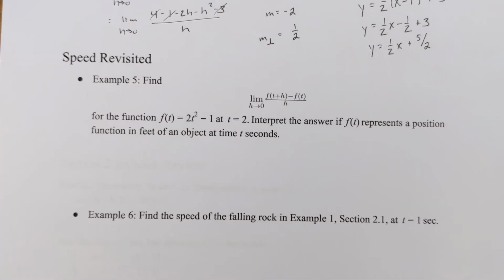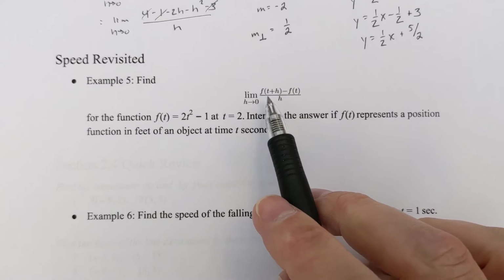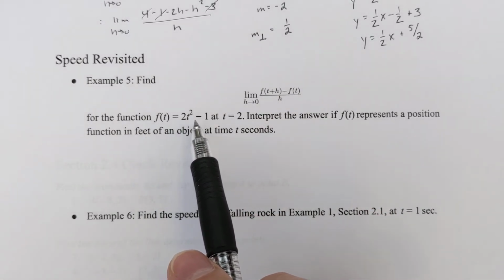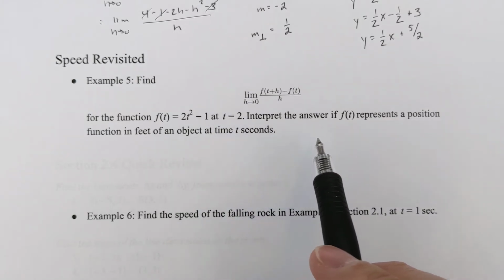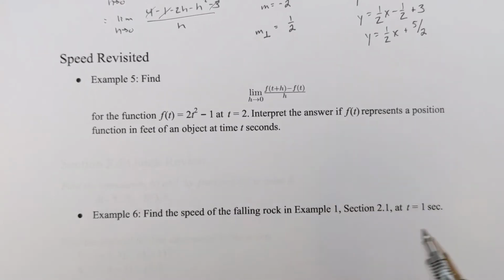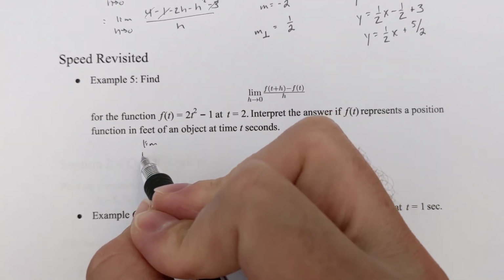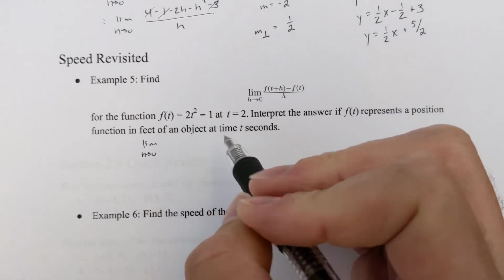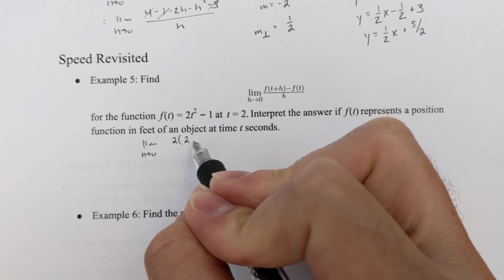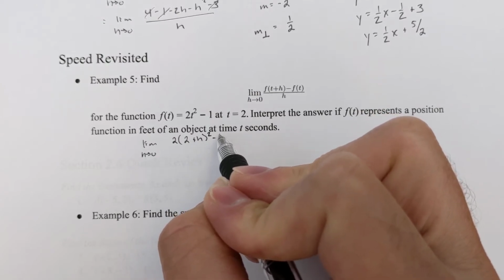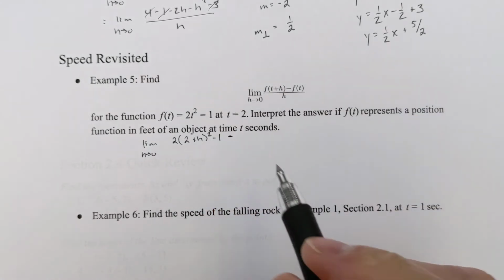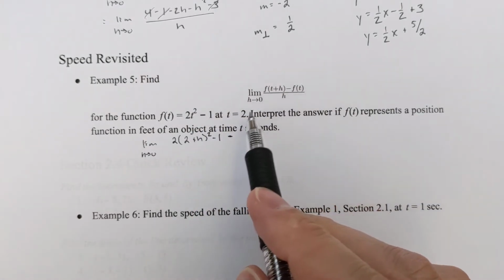Okay, you can also use this to find speed. So instead of x, you just use t for time, but it works the same way. So it says for the function 2t squared minus 1 at t equals 2, interpret the answer. So I'm going to do the same setup. So the limit as h approaches 0. So there's my equation. So 2, and then my a value. So 2 plus h squared minus 1. So that's f of a plus h, minus f of a, which is what I get when I plug in, or f of t in this case.